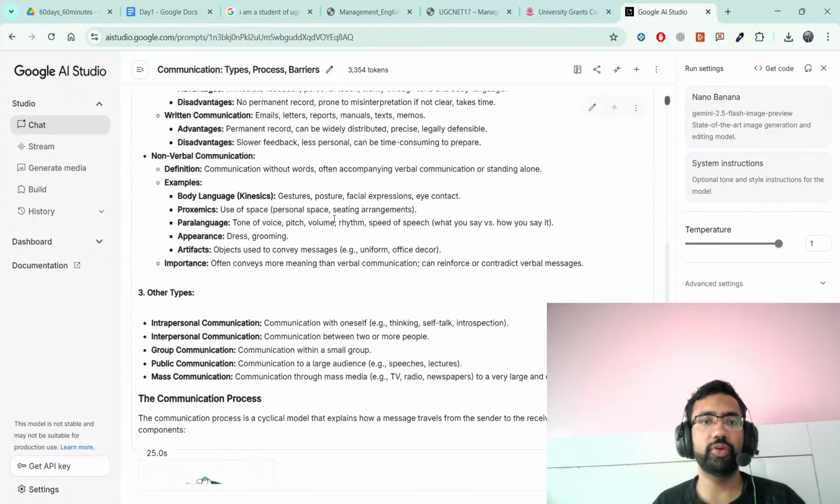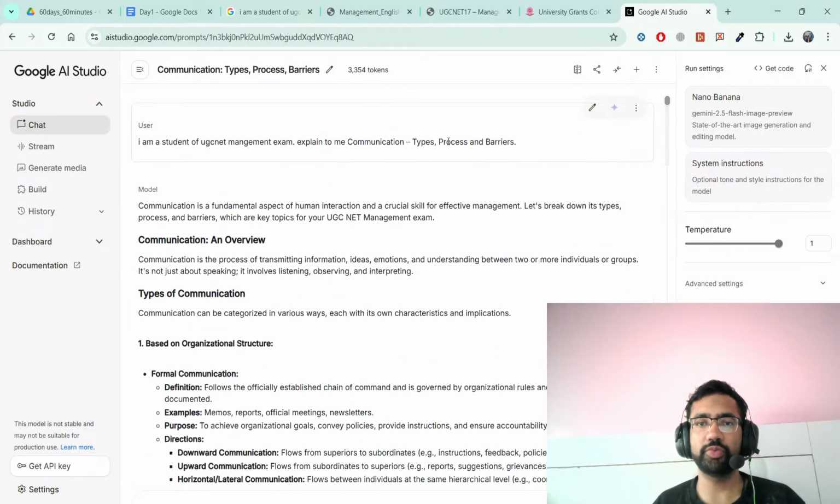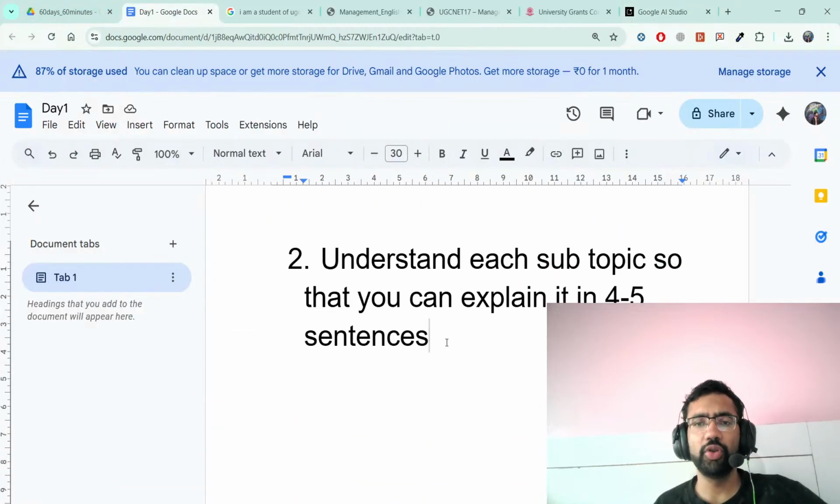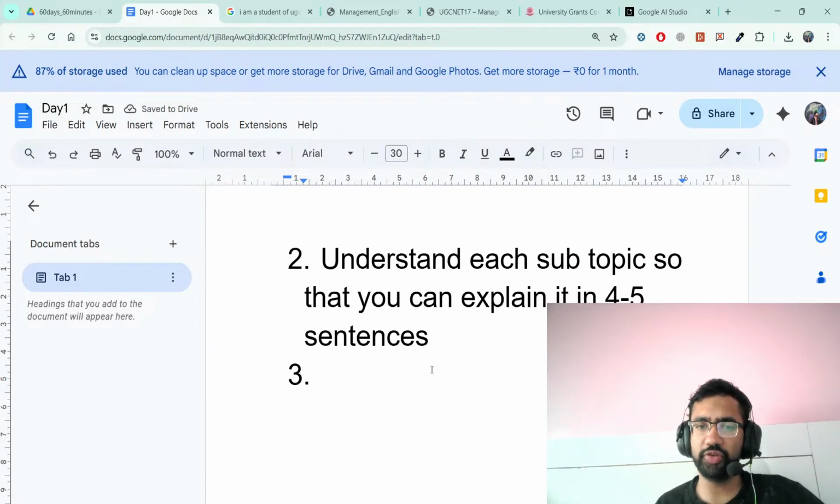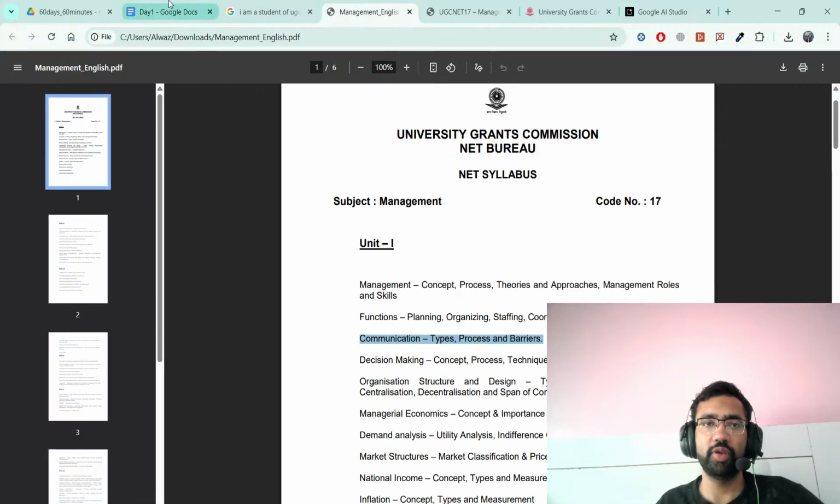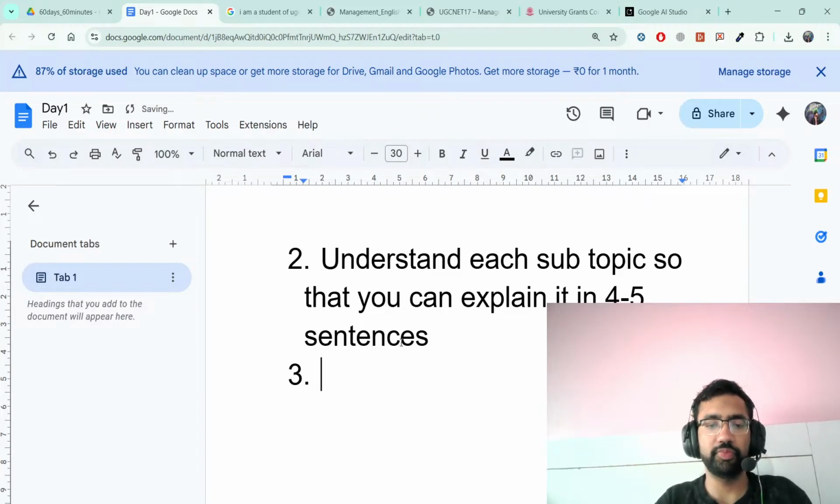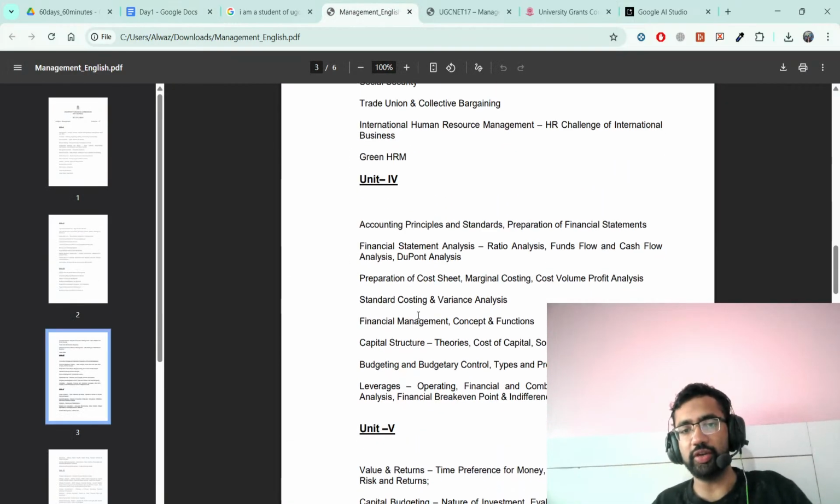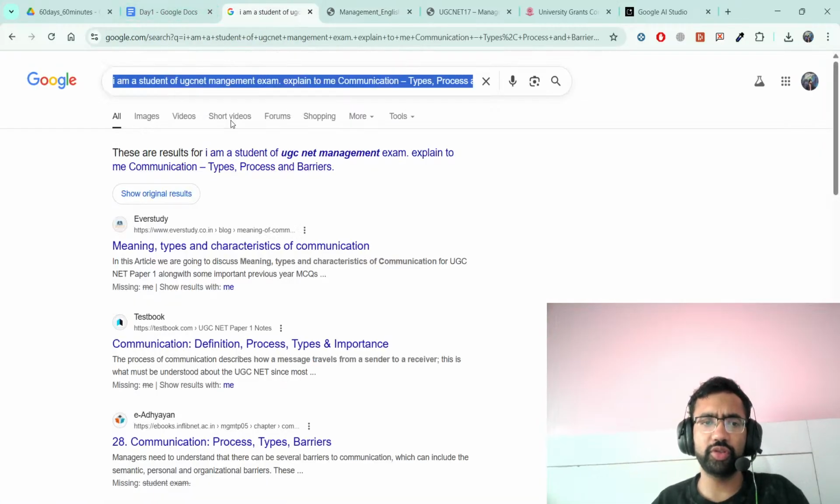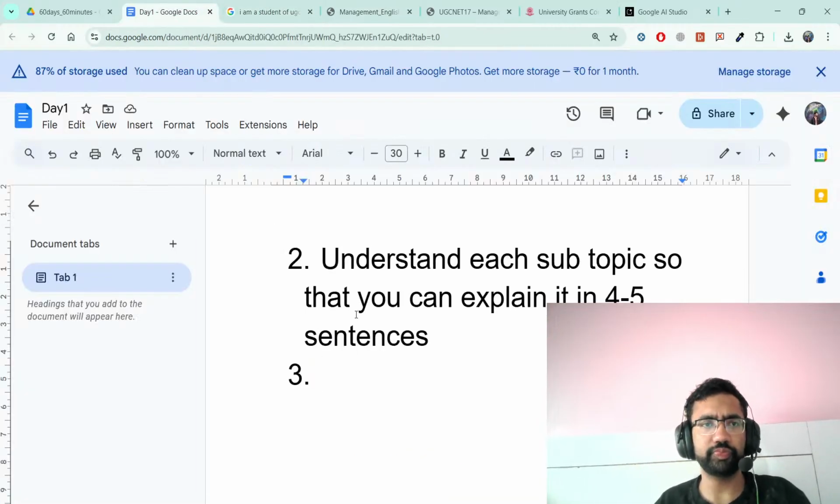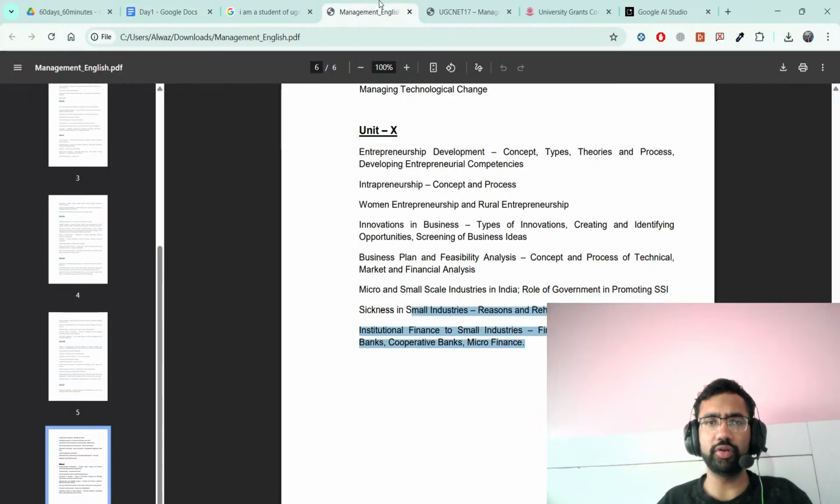Now you just need to be able to explain the concept of communication, let's say types, process and barriers, in 5 to 6 sentences. So go through the syllabus, understand it, and explain it in 4 to 5 minutes. This will give you a basic idea of from where the question is approaching in the examination. Third, after you have gone through all of this, the full 10 units, you can note down these details in, let's say, a Google Doc. You can note down all the answers that you are getting.